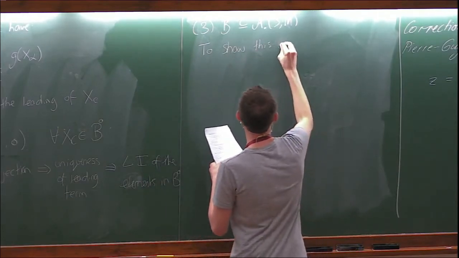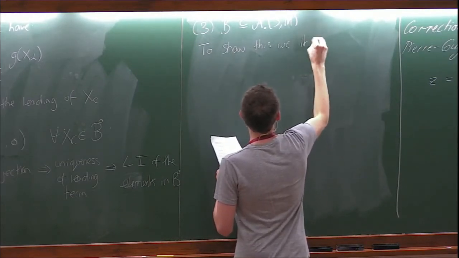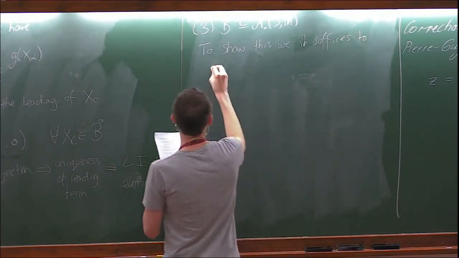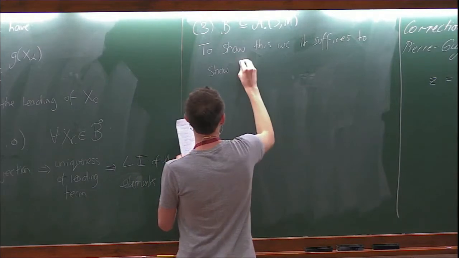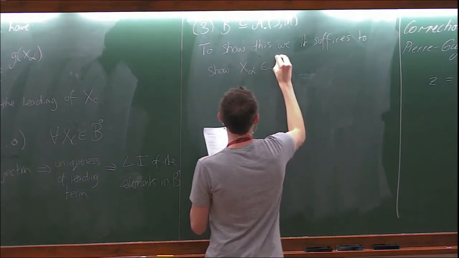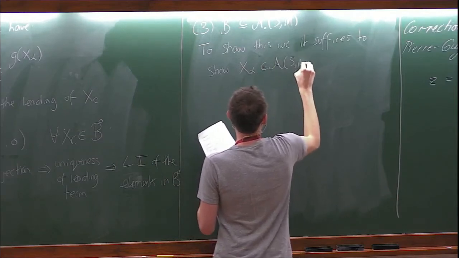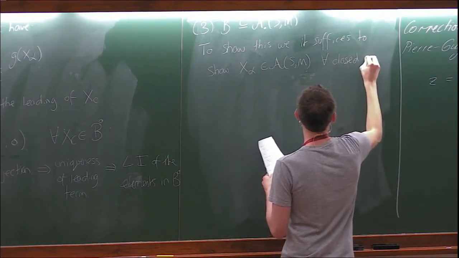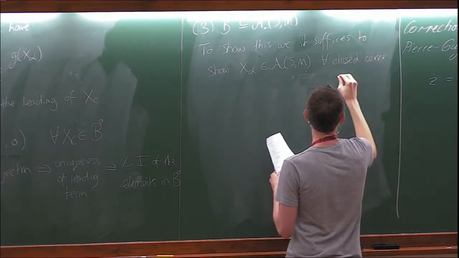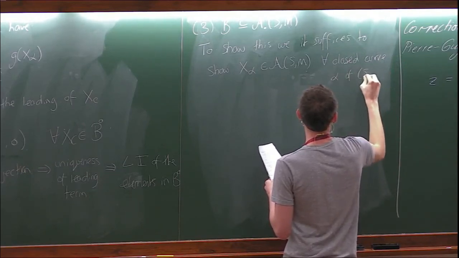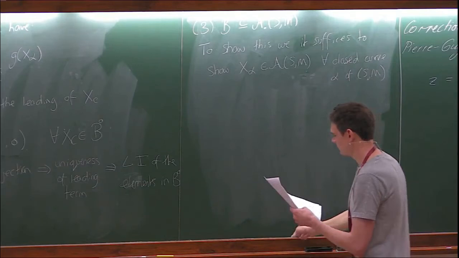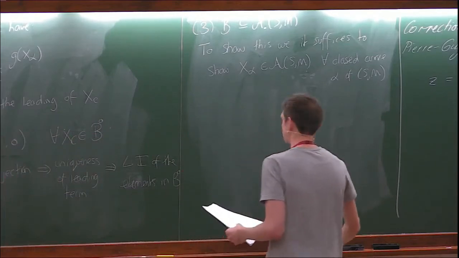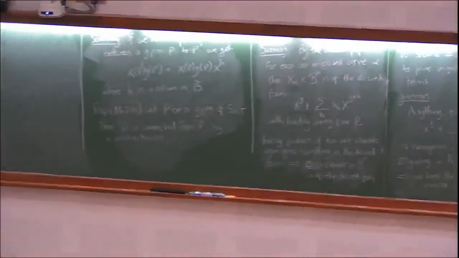So to show this, it suffices to show X of alpha is in the cluster algebra for any closed curve alpha on our surface. Okay. So how is this done?